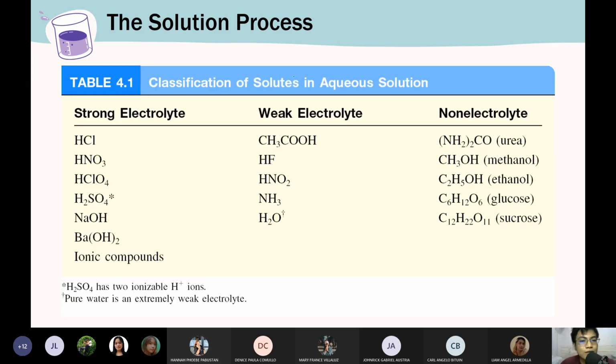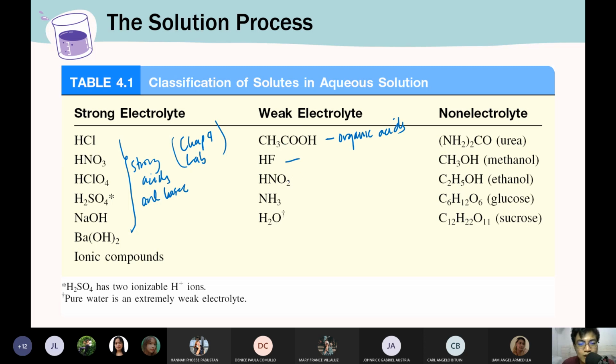Okay. So to give you an example, these are some strong electrolytes. Ito yung mga ating strong acids and bases. Don't worry, we will discuss this in chapter 4, laboratory. So, sa chapter 4 lab yan. For ionic compounds, ayan, yung mga sinabi ko, like sodium chloride, potassium chloride, etc. For weak acid, ito yung ating mga organic acids. Ayan, mga organic acids. This one, hydrogen fluoride, nitrous acid, ammonia. This is our organic base yan.